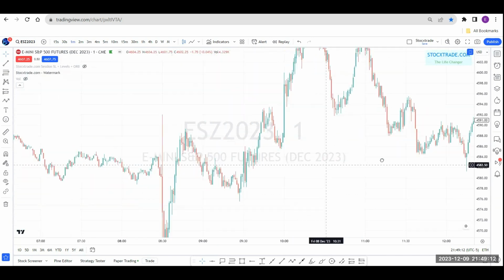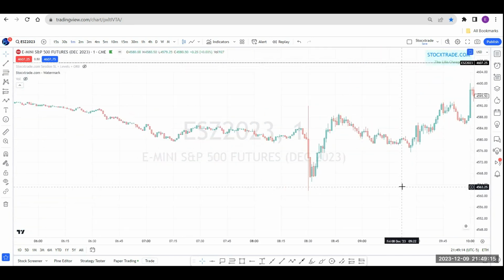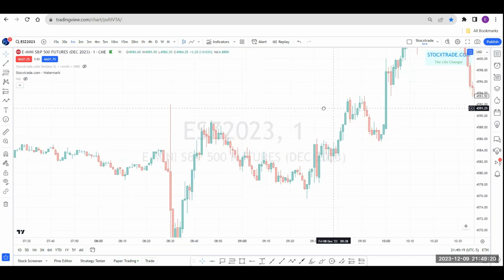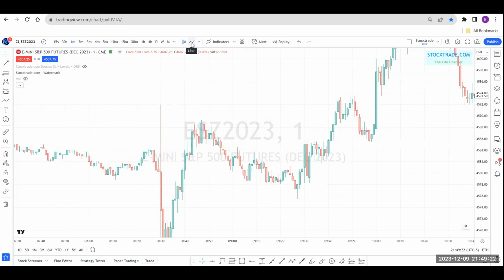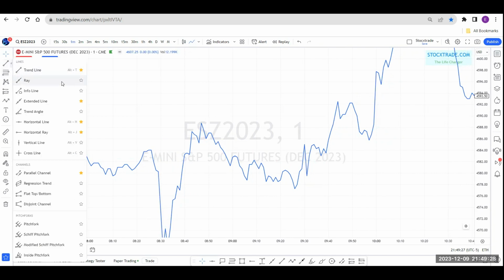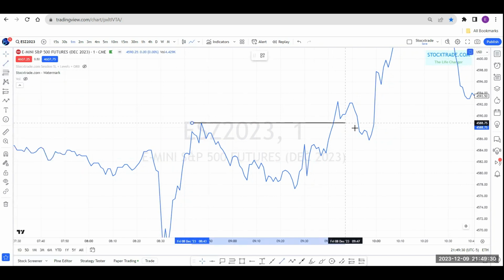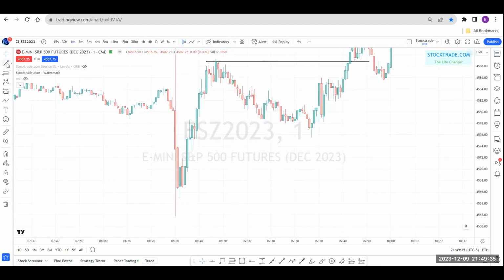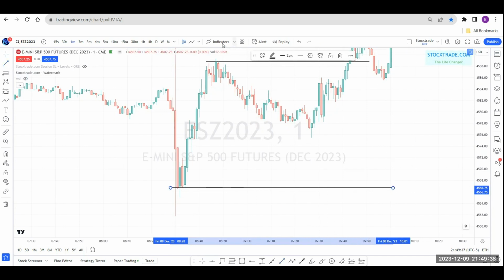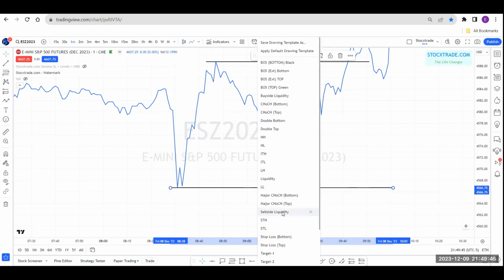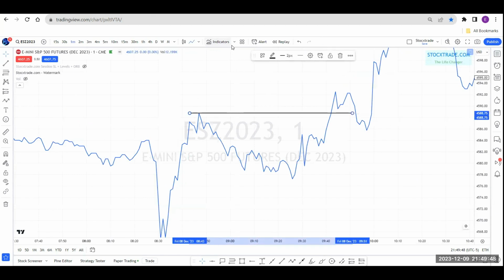Once the market opens, this is the 8:30 candle. If I switch to the line chart, you will see the liquidity clearly. This is my liquidity, the major swing high. And where is the major swing low? Here. See the line chart, this is my low. So this is your sell side liquidity, and this is your buy side liquidity.